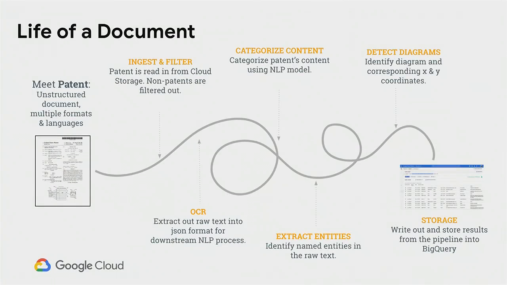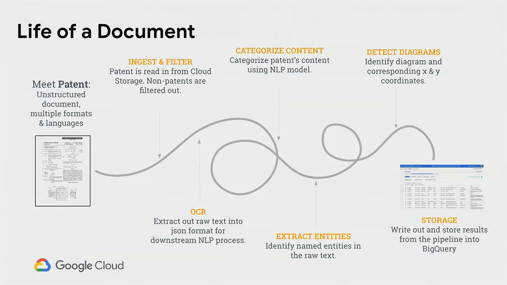Okay, so let me just walk through the life cycle of understanding a patent document. And I want to throw out the caveat that this is not the only life cycle that a patent can adopt. It really depends on what your use case is. But for my use case, what I really want to do is just to ingest data and then process it and be able to store it in a structured format.